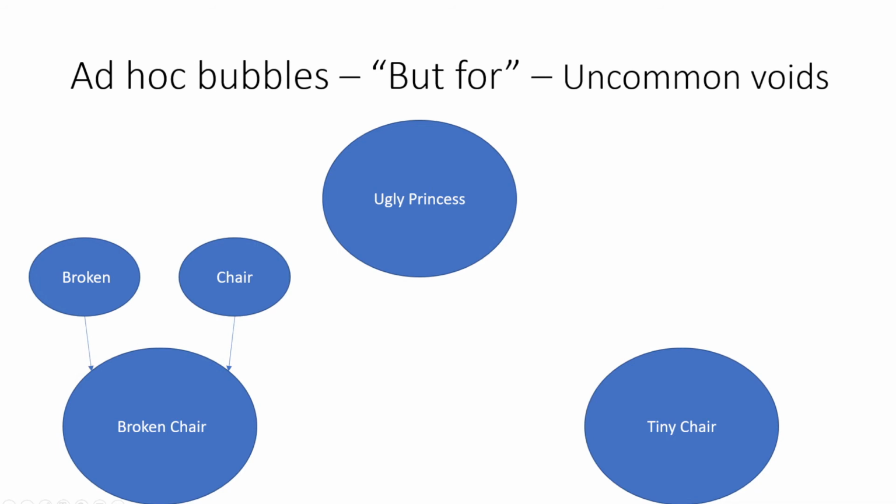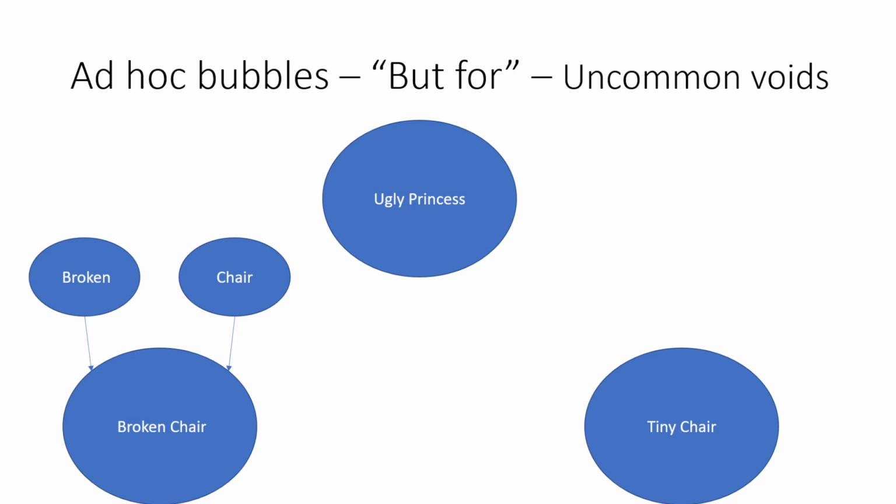There's also a lot of ad hoc bubbles. I won't spend too much time on this. These fill temporary ontological voids, but they're not permanent. These are ontological voids which pop up from day to day, but not common enough that we need a whole new word for them, but we can just attach an adjective and be satisfied.